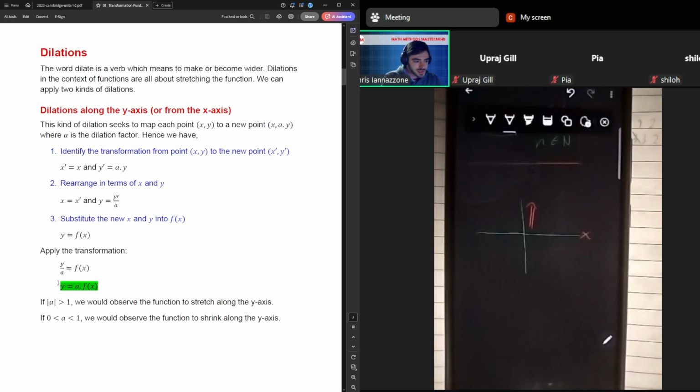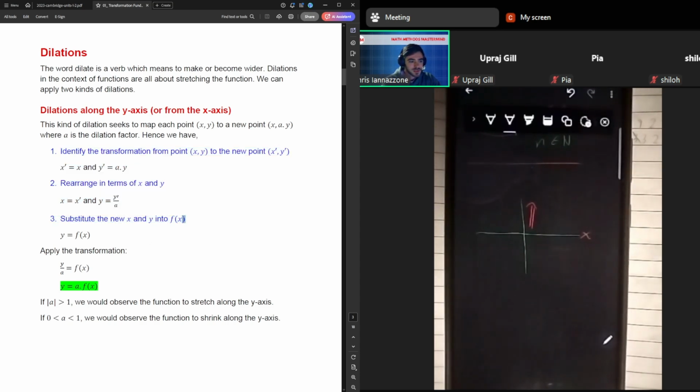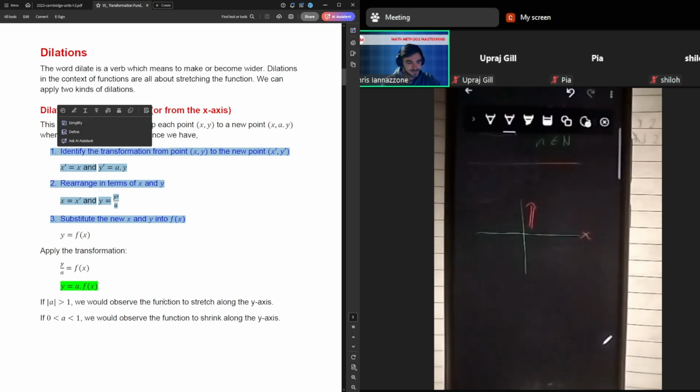So, in summary, if you want to apply a dilation along the y or from the x, it is a multiplication across the entire function, whatever that function happens to be. For those who have joined us relatively recently, we're going through a process that will be more effective for the later stuff. This does seem like a bit of overkill for what we're talking about now, but this will come in handy a bit later.